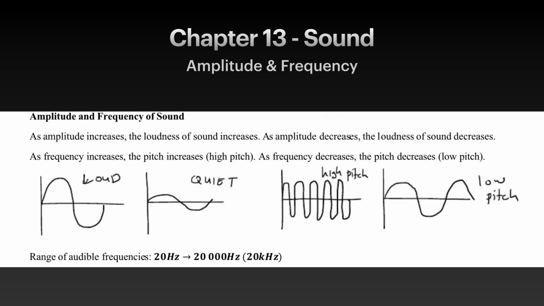The last one is the quality, or the timbre of sound. This refers to the unique tonal characteristics that distinguish different sounds, even when they have the same pitch and loudness. This is determined by the waveform shape, which comprises various harmonics and overtones. And that's why different instruments have different tonal characteristics.